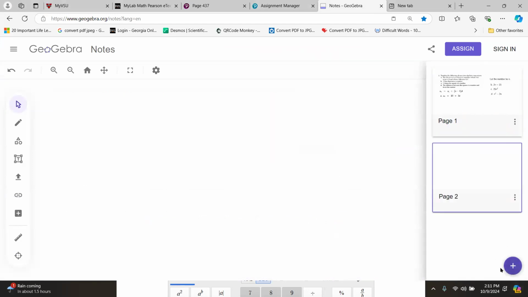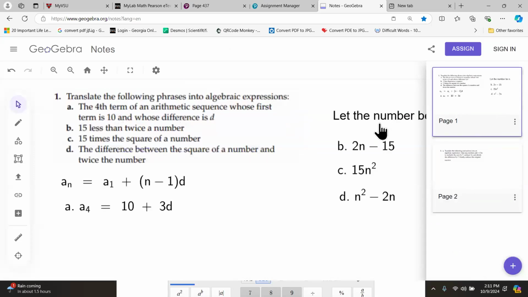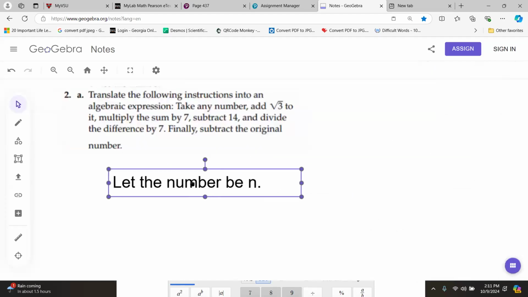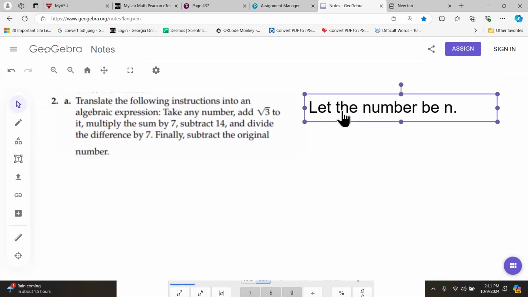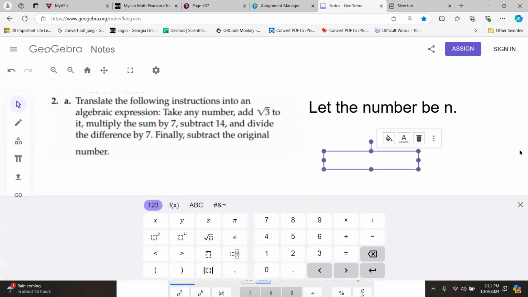Make a new page. Translate the following instructions into an algebraic expression. Take a number, let the number be n. Take any number, add square root of 3. My any number is n, square root of 3 is added. Multiply the sum by 7.